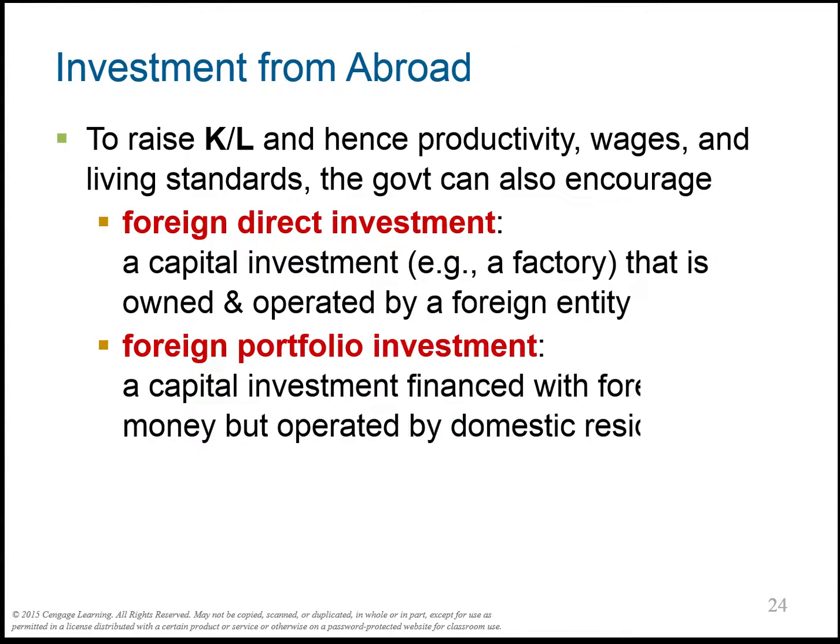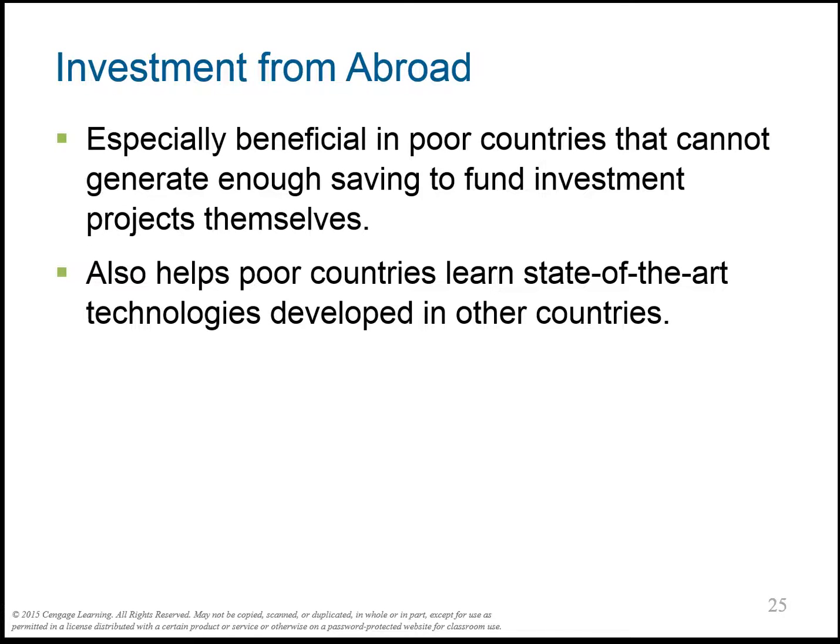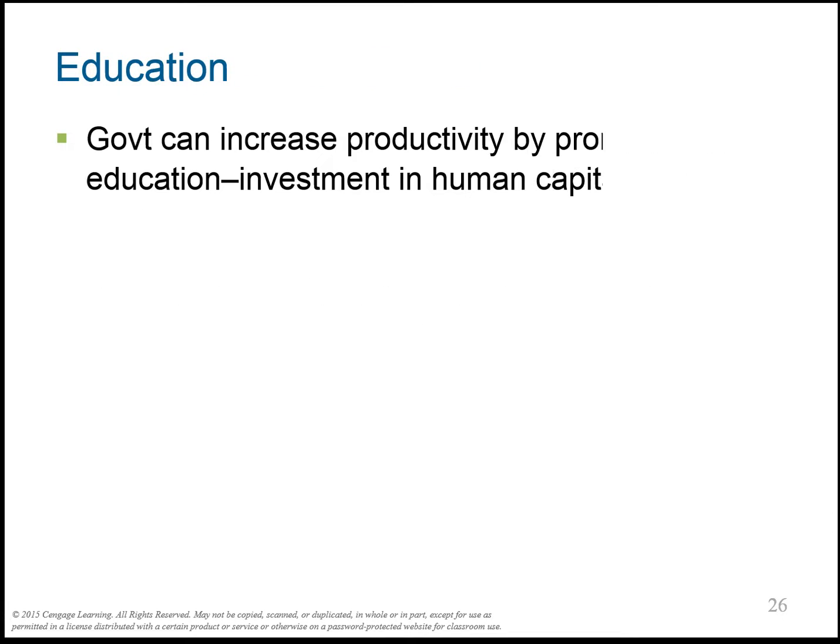So I can raise K over L from abroad via foreign direct investment or foreign portfolio investment. Direct investment is actually building a factory. Foreign portfolio investment is sending money to build a factory. Yes, some of the returns from these investments flow back to the foreign countries, but the countries that receive the money still get higher K over L than they would by doing nothing. So these poor countries that can't really grow enough K over L on their own can be helped a lot by foreign dollars.